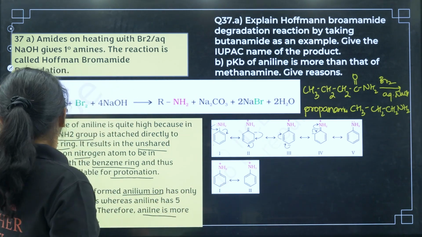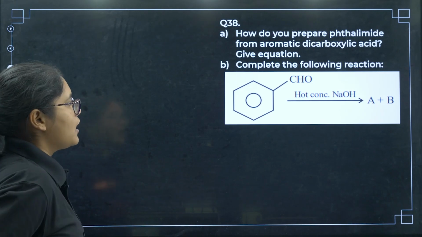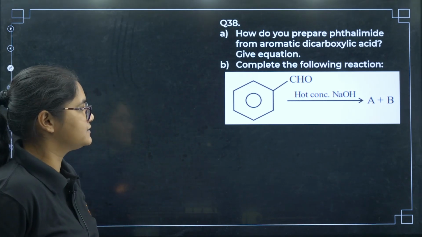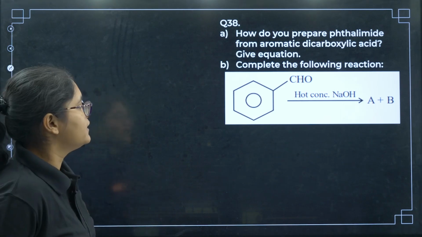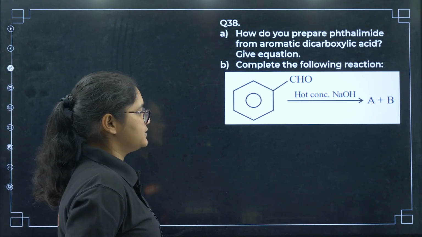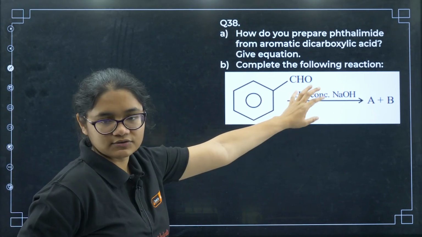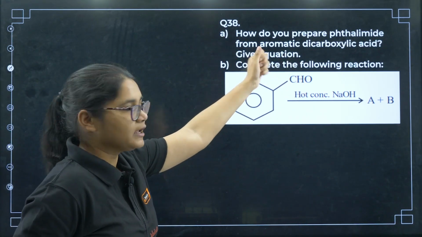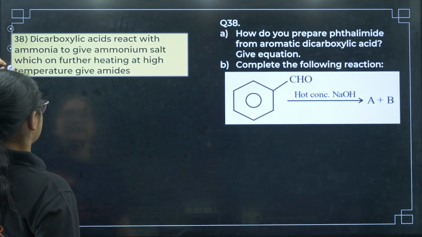Okay. Next, question number 38. How do you prepare phthalimide from the aromatic dicarboxylic acid? Give the equation. Next, complete the following reaction. This carries 3 marks, this carries 2 marks. A and B you have to guess. So, this I can say is a little bit of a tricky question. So, you can see the answer here.